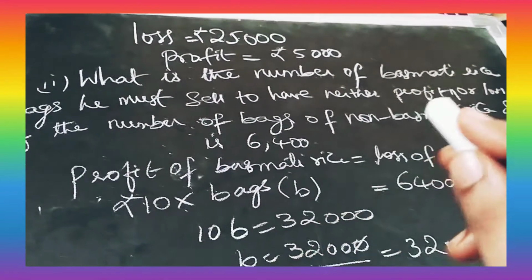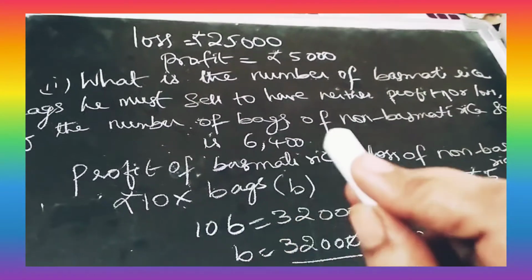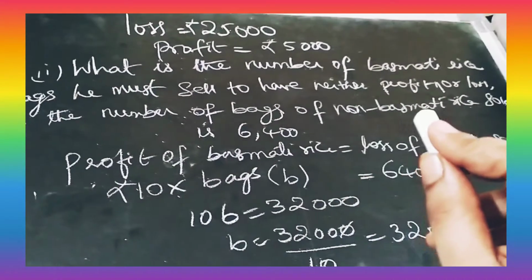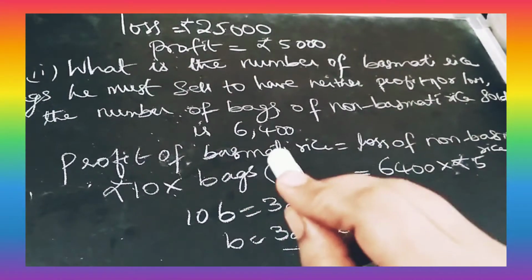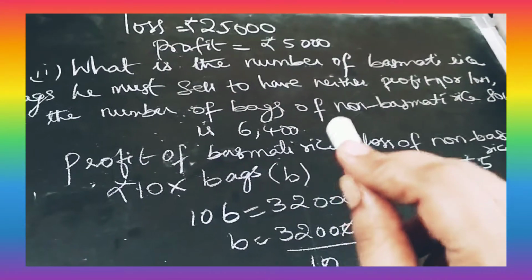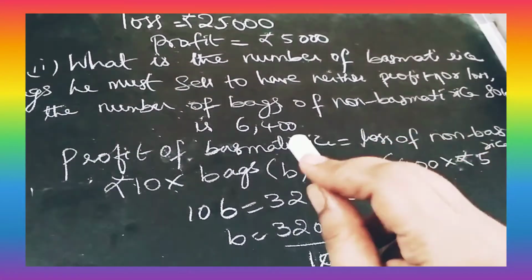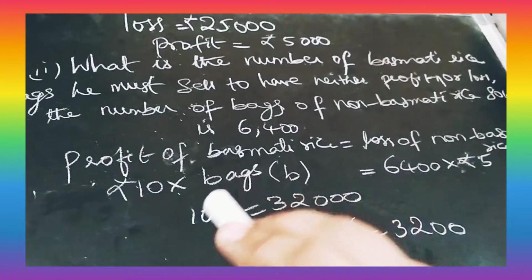Second one is, what is the number of basmati rice bags he must sell to have neither profit nor loss if the number of bags of non basmati rice sold is 6400. So number of non basmati rice bags are 6400. We don't know the number of bags of basmati rice.